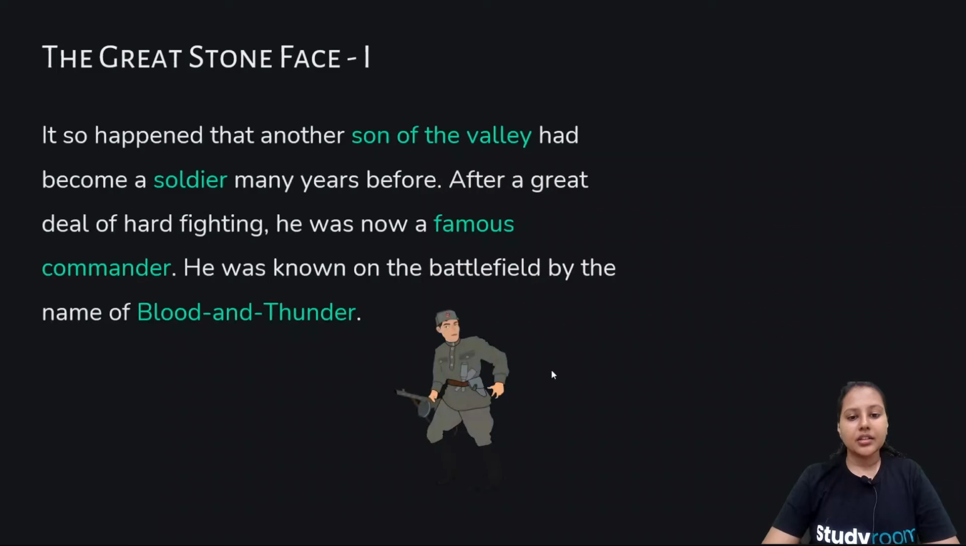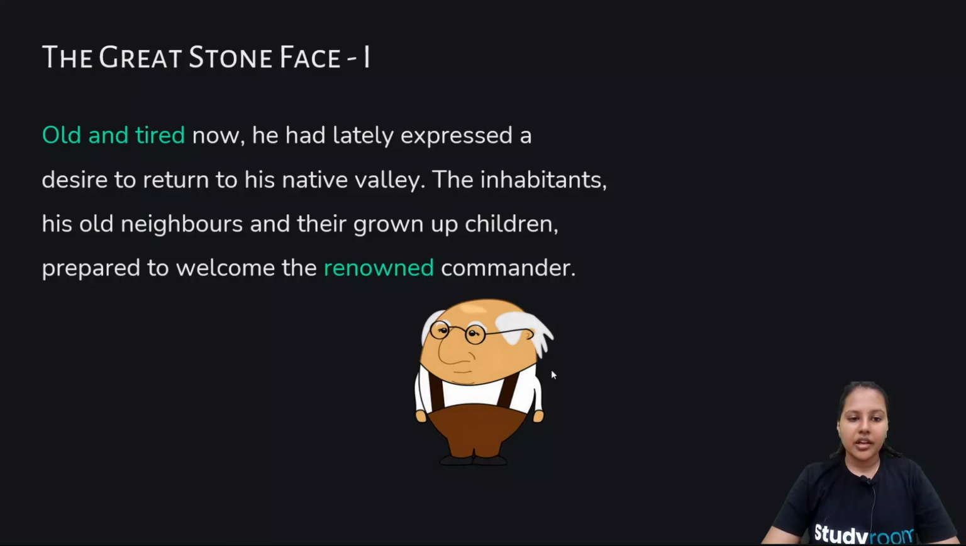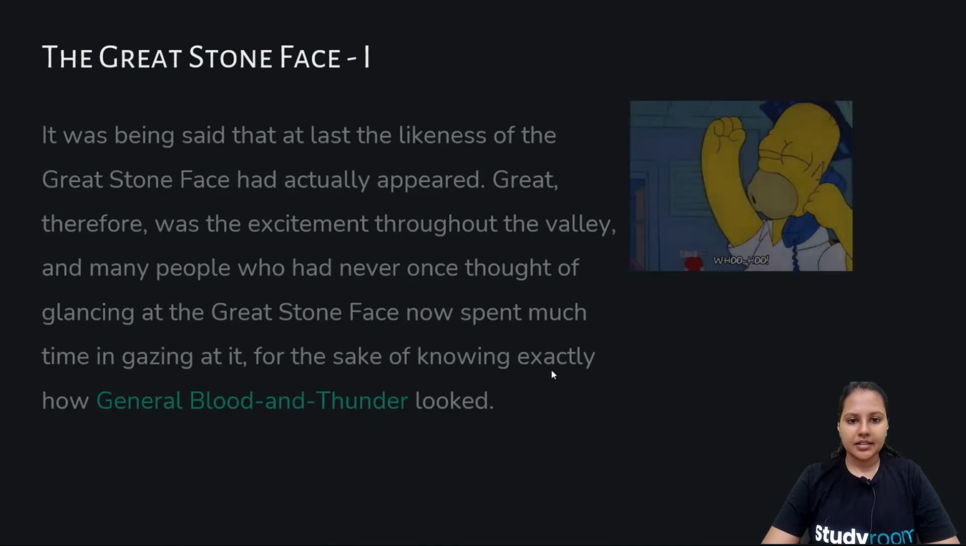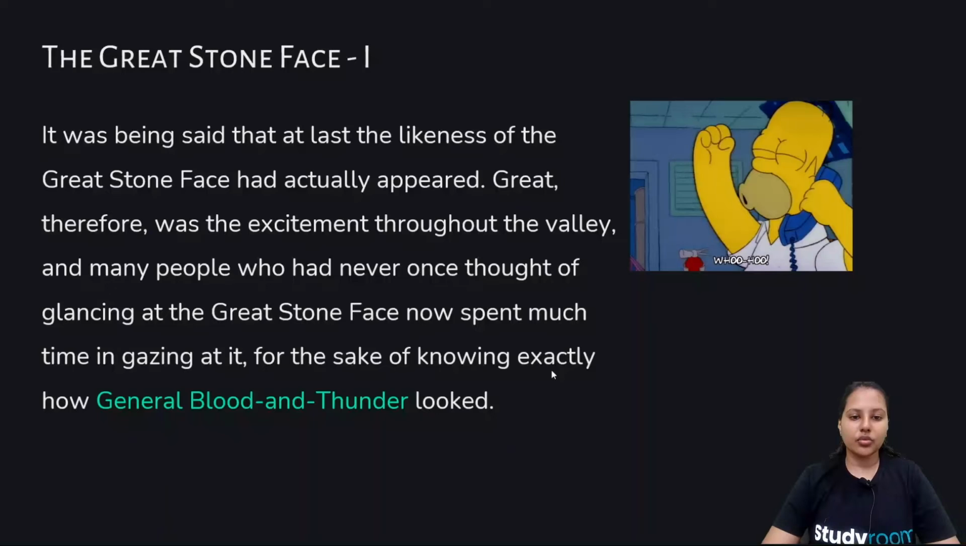It so happened that another son of the valley had become a soldier many years before. After a deal of hard fighting, he was now a famous commander. So the first we read about was the merchant, now it's the soldier. He was known on the battlefield by the name of Blood and Thunder because of his warriorship, because of his power. Old and tired now, he had lately expressed a desire to return to his native valley. The inhabitants, his old neighbors and their grown-up children, prepared to welcome the renowned commander. It was being said that at last the likeness of the great stone face had actually appeared.